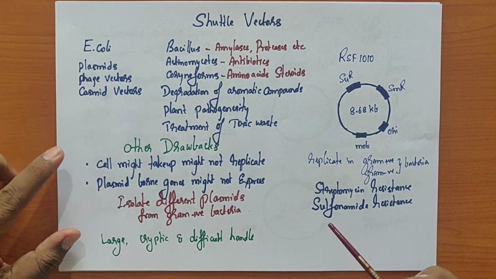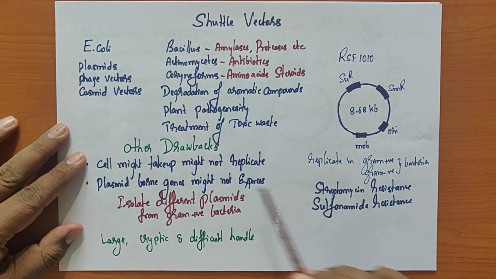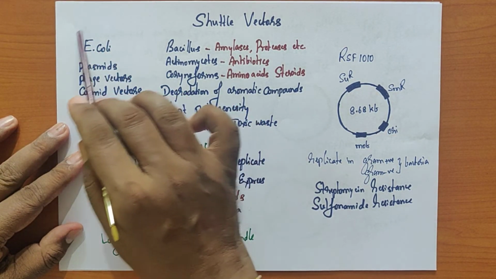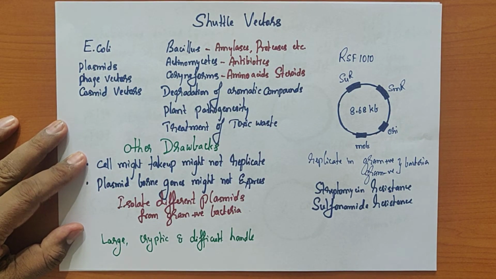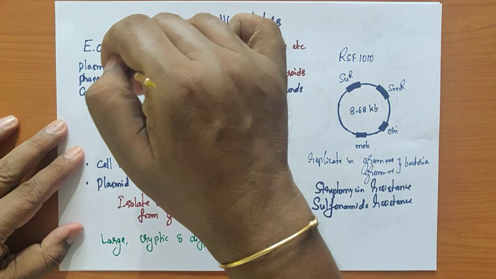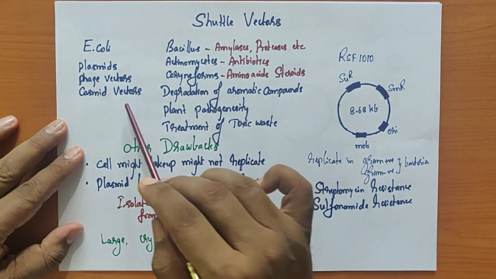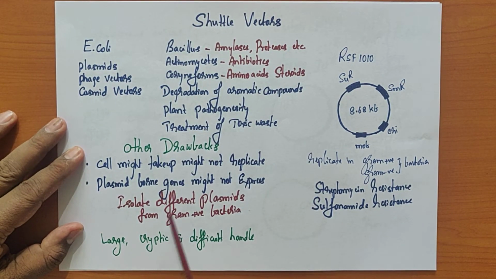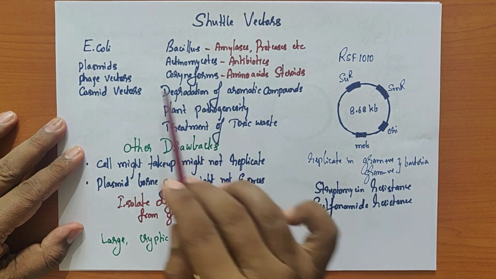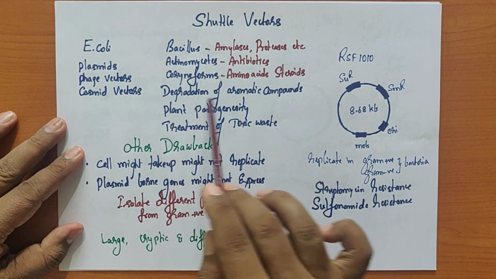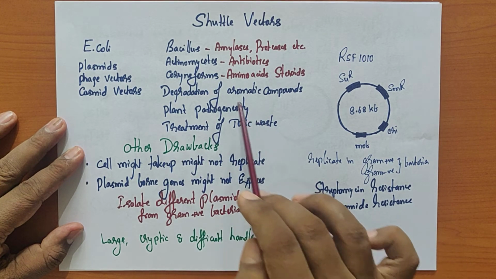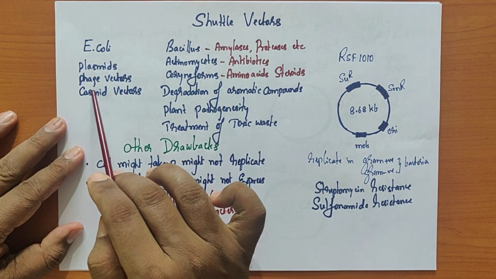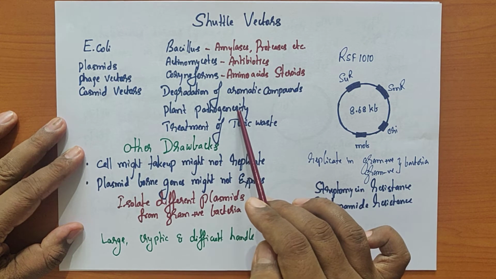Now in the case of shuttle vectors, I told you that we always work with E. coli, especially in the laboratory, because that is easiest to do. In that we have discussed plasmids, phage vectors, then the cosmid vectors. Then we also discussed other drawbacks, especially degradation of aromatic compounds, plant pathogenicity, and treatment of toxic waste, which cannot be done in the case of E. coli. It has to be done by other microorganisms.